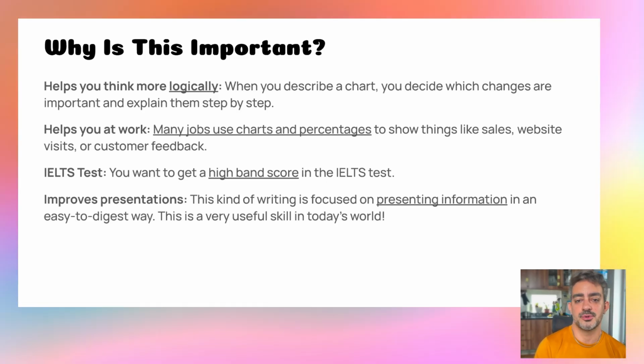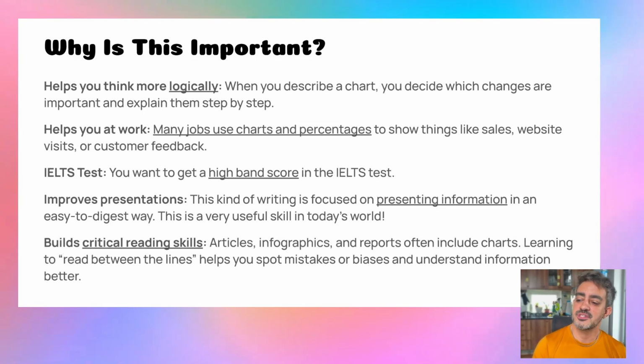If you are someone who needs to give presentations regularly, then this kind of writing is perfect for improving your presentation skills. And the reason for that is when we write an IELTS task 1, we're actually trying to present this information. We're taking a chart, a visual, and we're changing it into words so that the person that's reading it is able to understand what you saw and what information you saw in that chart.